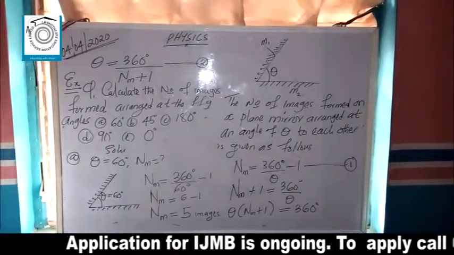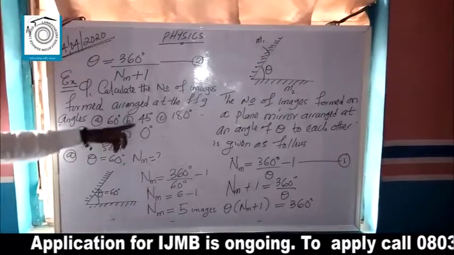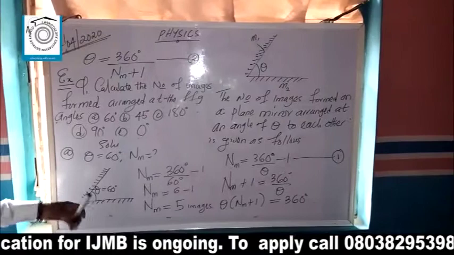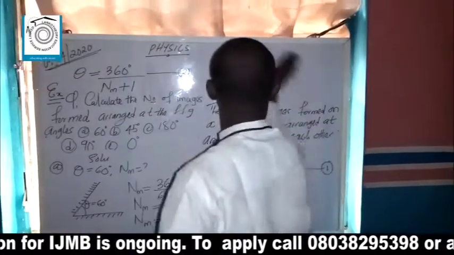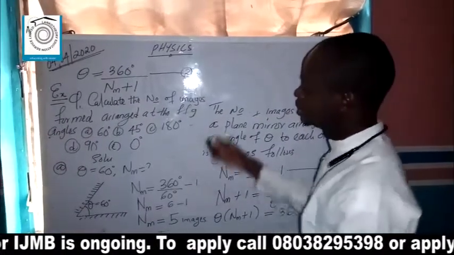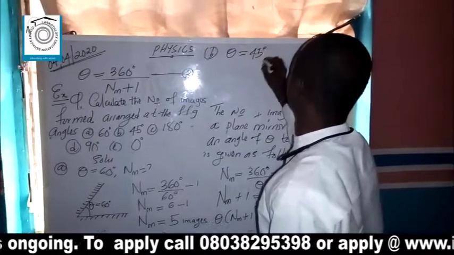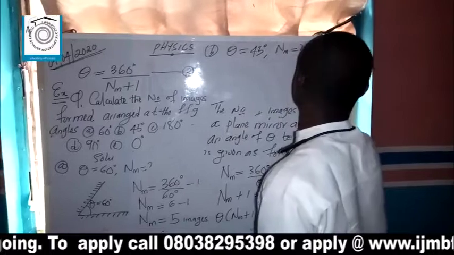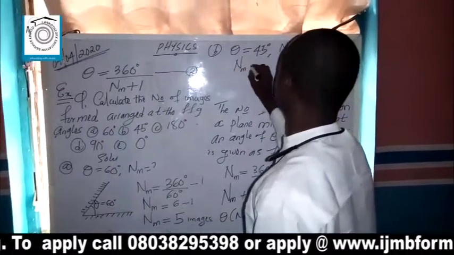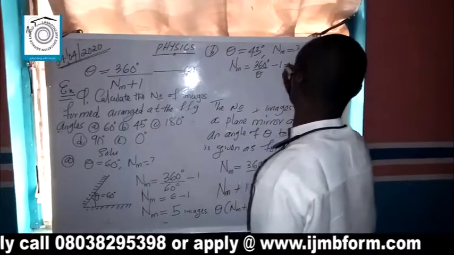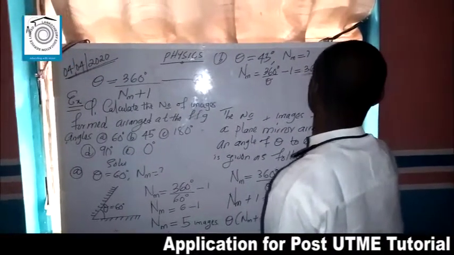Another one is when we are given the angle between the two mirrors to be 45 degrees. For this, I can do it without even drawing the diagrams. Theta is equivalent to 45 degrees. The number of images formed is unknown. So Nm is equivalent to 360 degrees upon theta, minus 1, which is 360 degrees divided by theta.